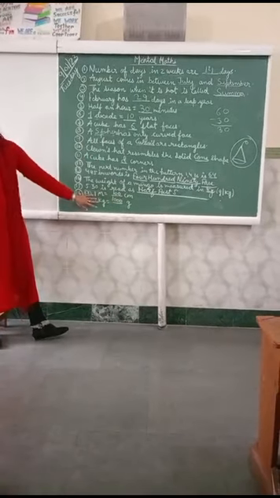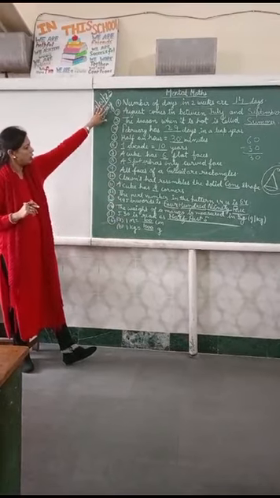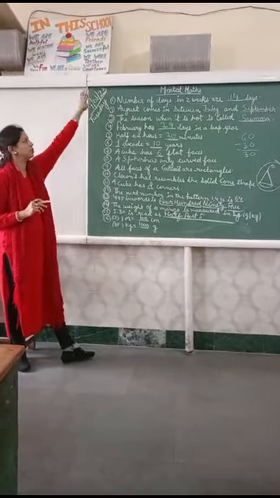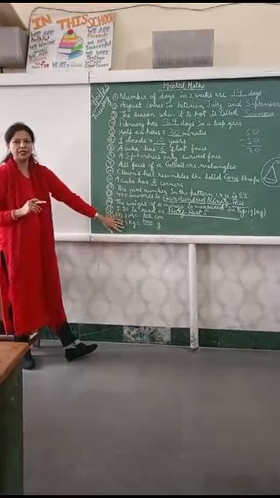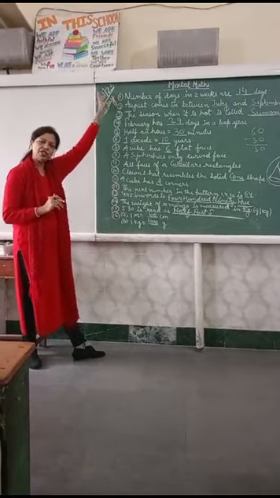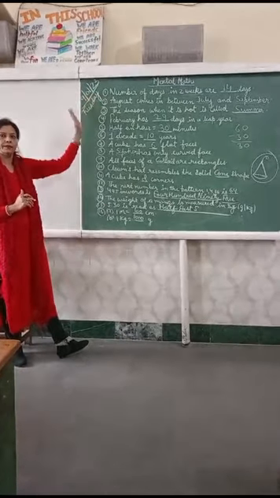Now come to the question number 15. 5:30 is read as what? Half past five. Fine. Very good. You will read it as half past five.